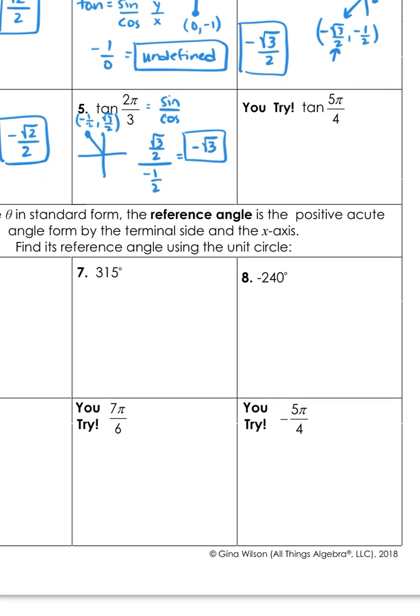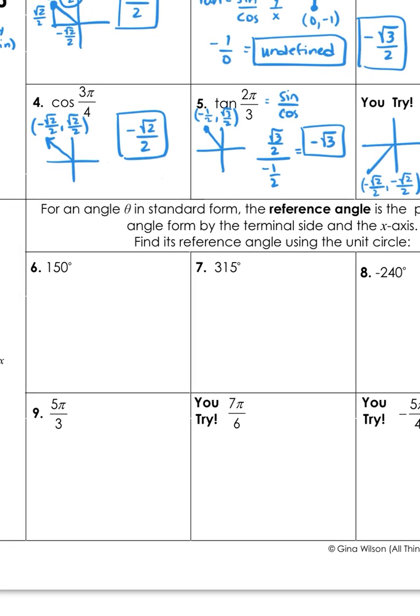So tangent of 5 pi over 4. 5 pi over 4 is in this area down here. So its coordinates are negative square root of 2 over 2, negative square root of 2 over 2. So remember, it's sine over cosine, or y over x. So that's going to say negative square root of 2 over 2 divided by negative square root of 2 over 2, and that is going to give me a positive 1.